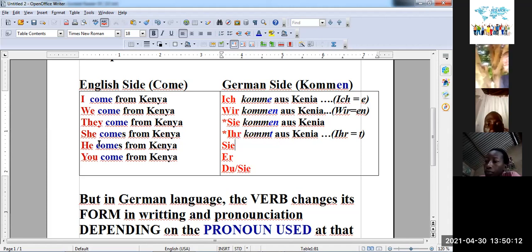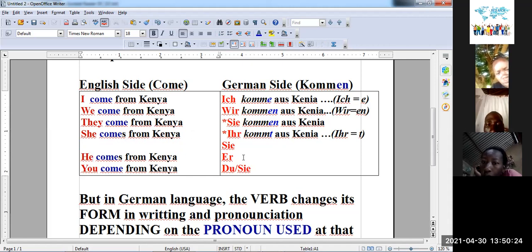Now, we come to he. This he, I'm going to do this since we have split. I want to align them so that you don't get confused. He is er. Okay? Er.